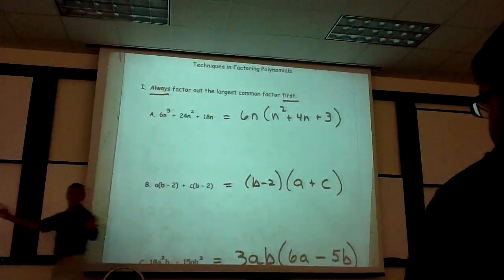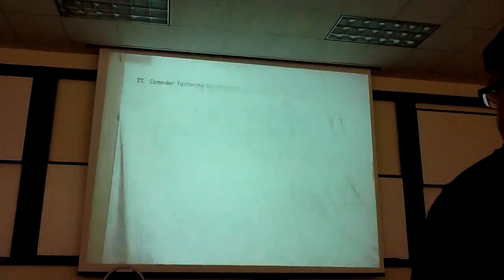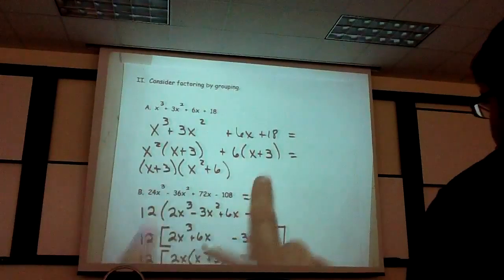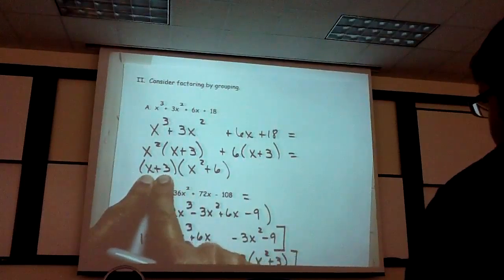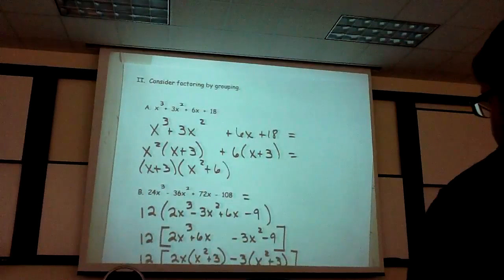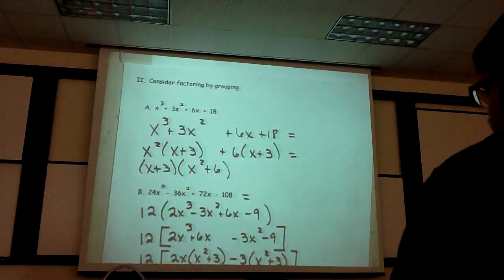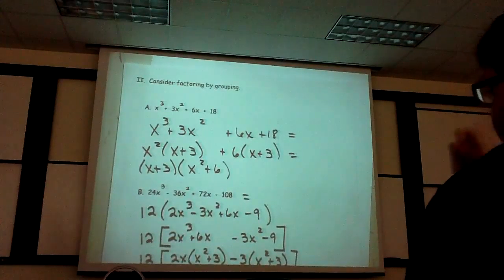So that's what we're doing every single time. We're going to end up with a common binomial factor. Take it out. Here it is. What's left? X squared plus 6. Okay? Hey, that's technique number 2.